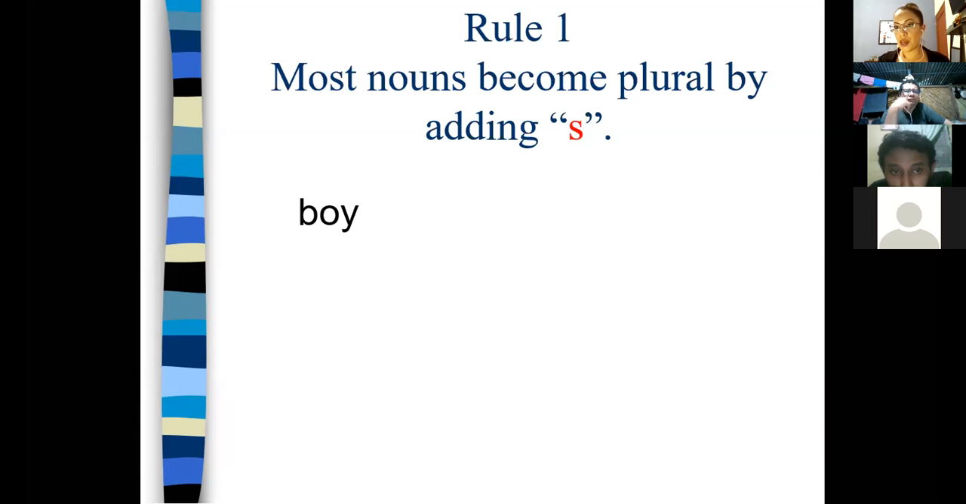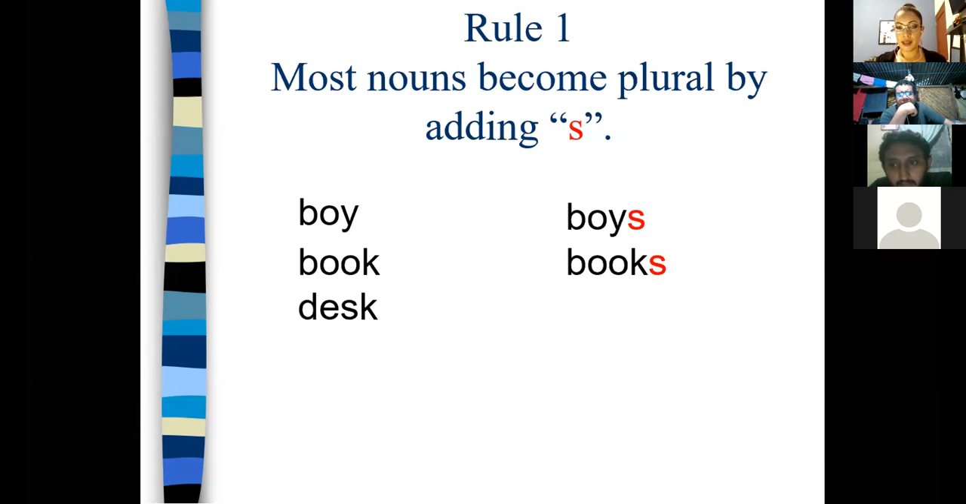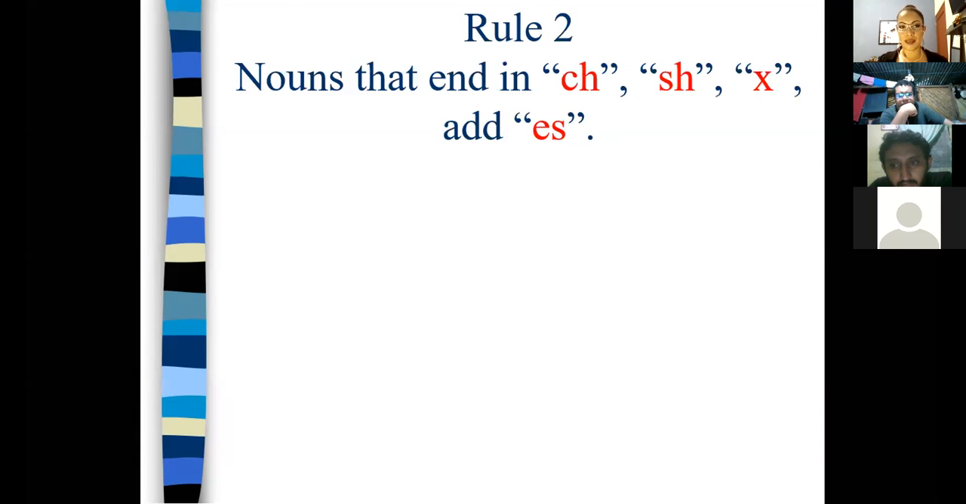Por ejemplo, boy, boys, book, books, desk, desks, school, schools. That's easy. Pero si el nombre termina en CH, SH o en X, le vamos a agregar ES para hacerlo plural.